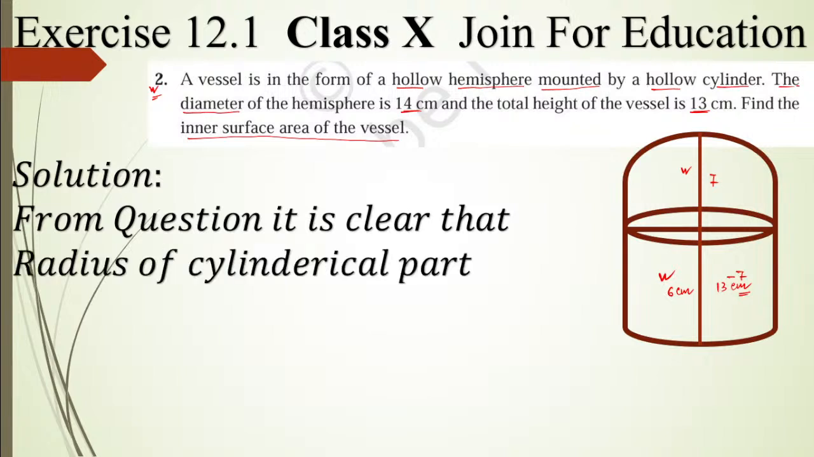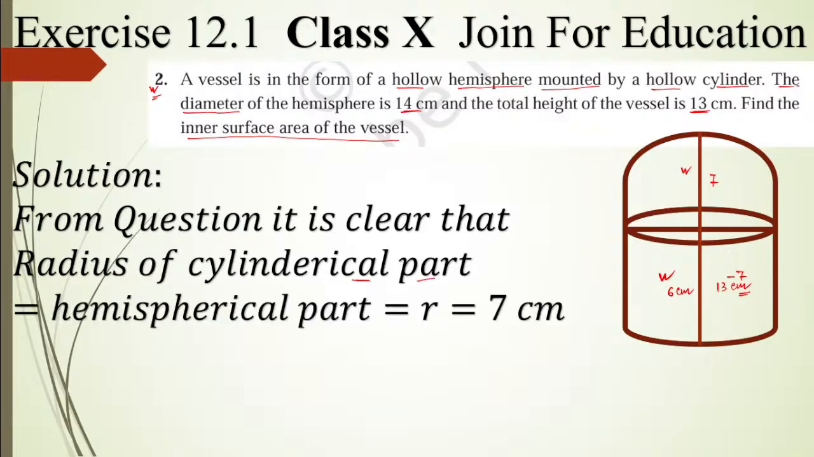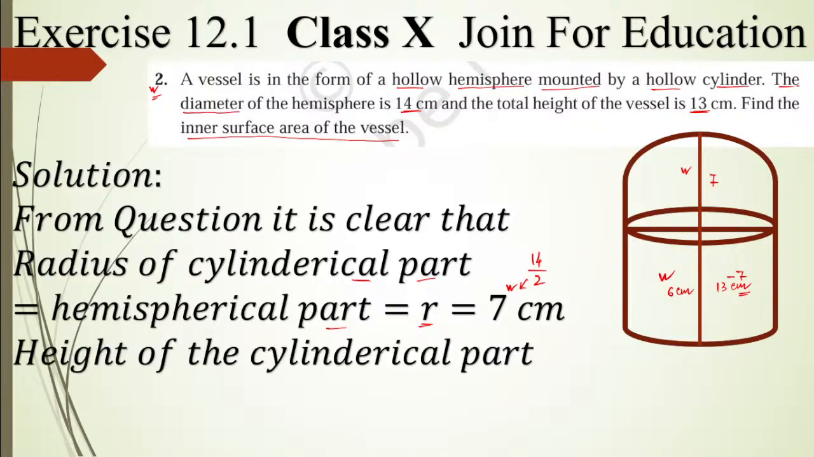From the question it is clear that the radius of the cylindrical part equals that of the hemispherical part, and radius is generally denoted by r, therefore r equals 14 by 2, diameter by 2, equal to 7 centimeter. Hope there is no problem to understand up to this step. The height of the cylindrical part is generally denoted by h, therefore h equals 13, the total height, minus the radius of the hemispherical part. So 13 minus 7 equal to 6 centimeter. Hope there is no problem up to this step.